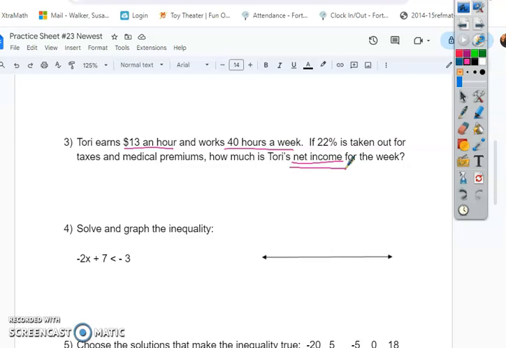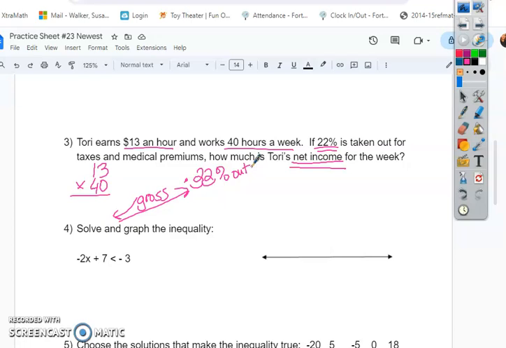So think about it. If you get $13 for every hour and you're working for 40 hours per week, you would multiply that. You can multiply that over here where you have more room if you want. That is going to give you the gross for the week. Then we have to take out 22%. So remember, we change the percent to a decimal and multiply. So I'm going to multiply these two. That will tell me how much is taken out.